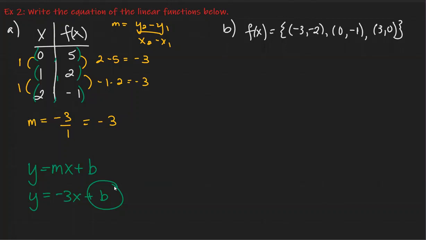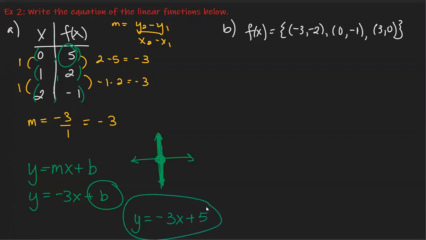And at the y-axis, what is our x value? It's 0, right? If I think about my coordinate plane, if I'm at the y-axis, my x value is always 0. So it's the y value wherever my x value is 0. Do I have an x value of 0 in this table? Yes, 0, comma, 5. So my y-intercept is 5. My equation is y equals -3x plus 5.